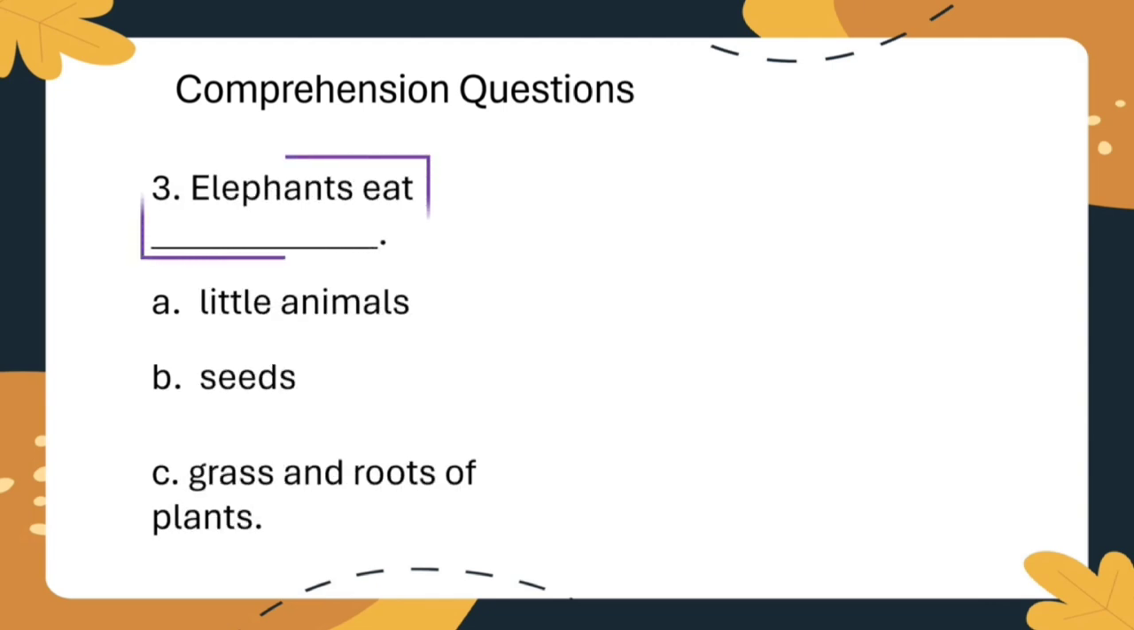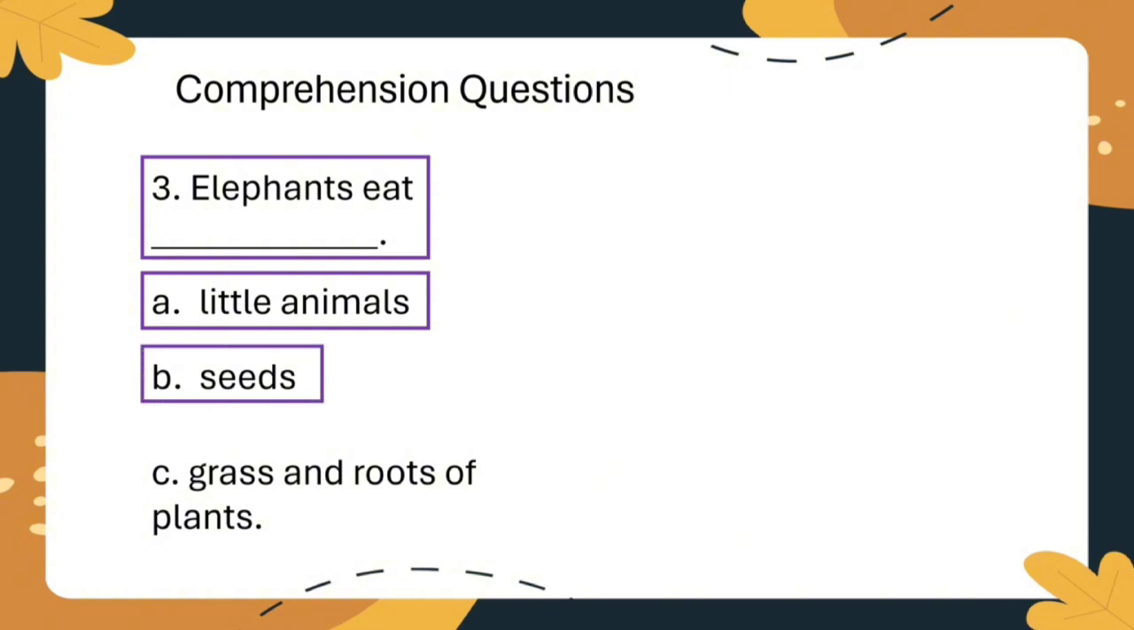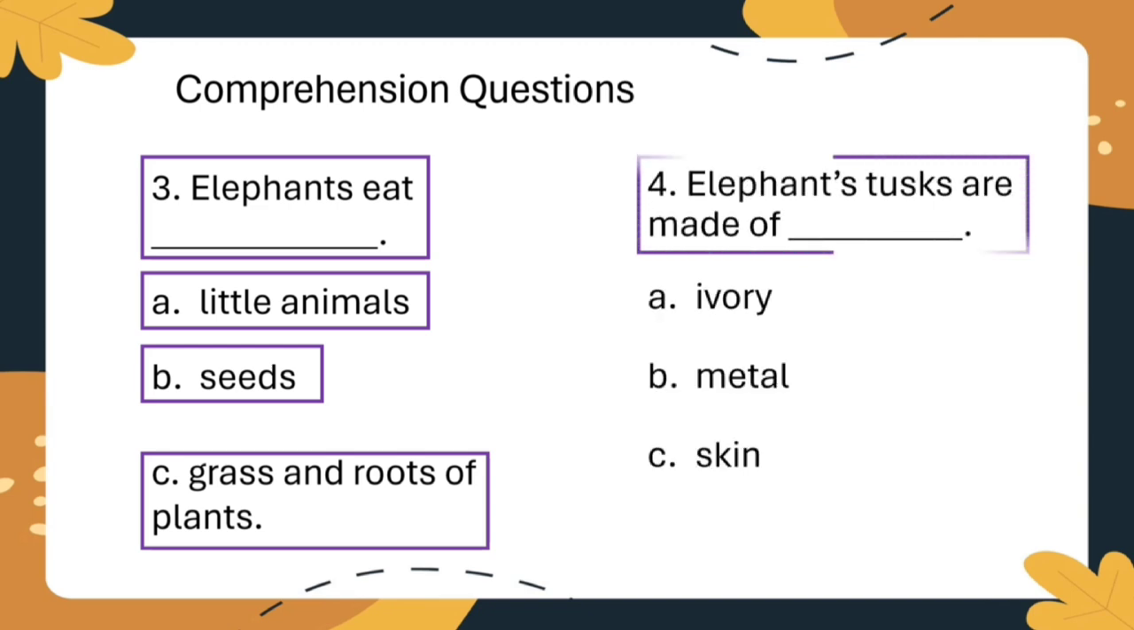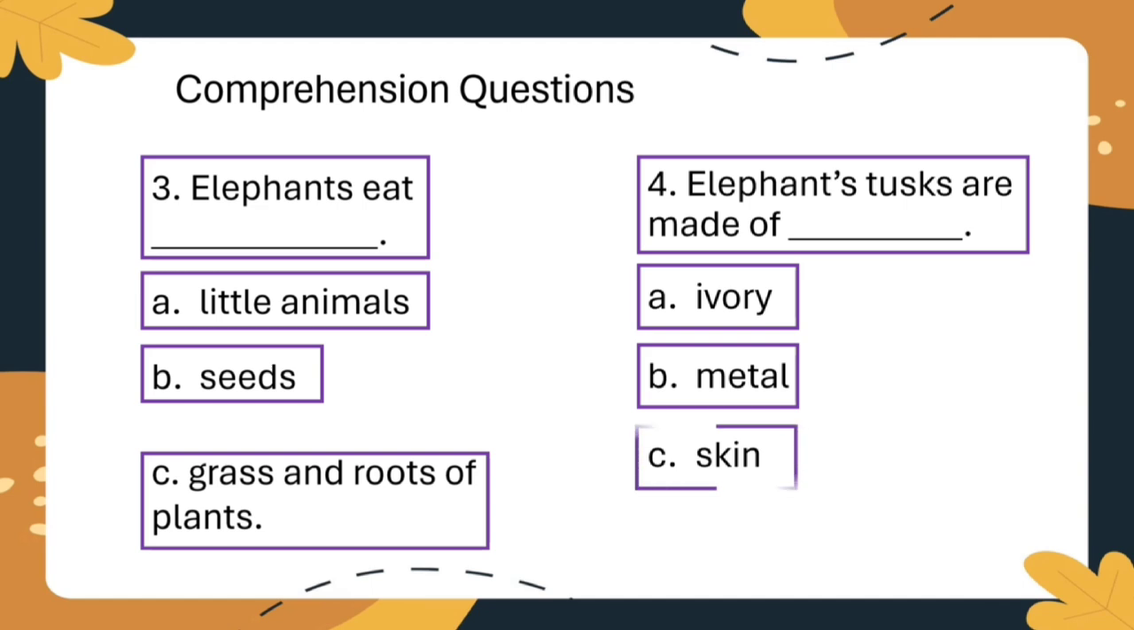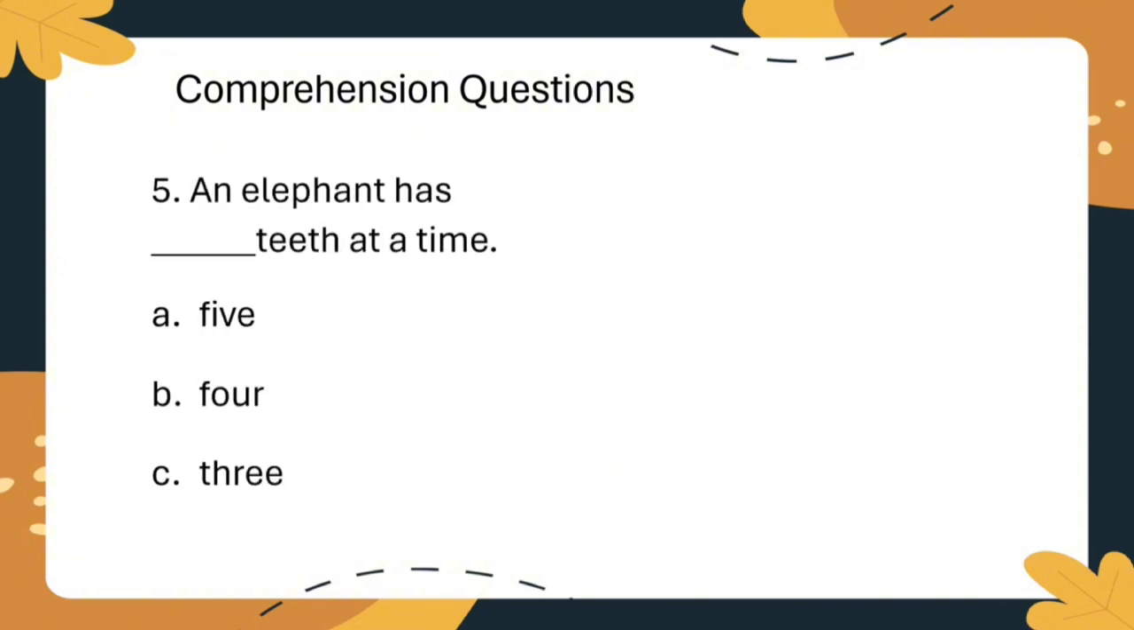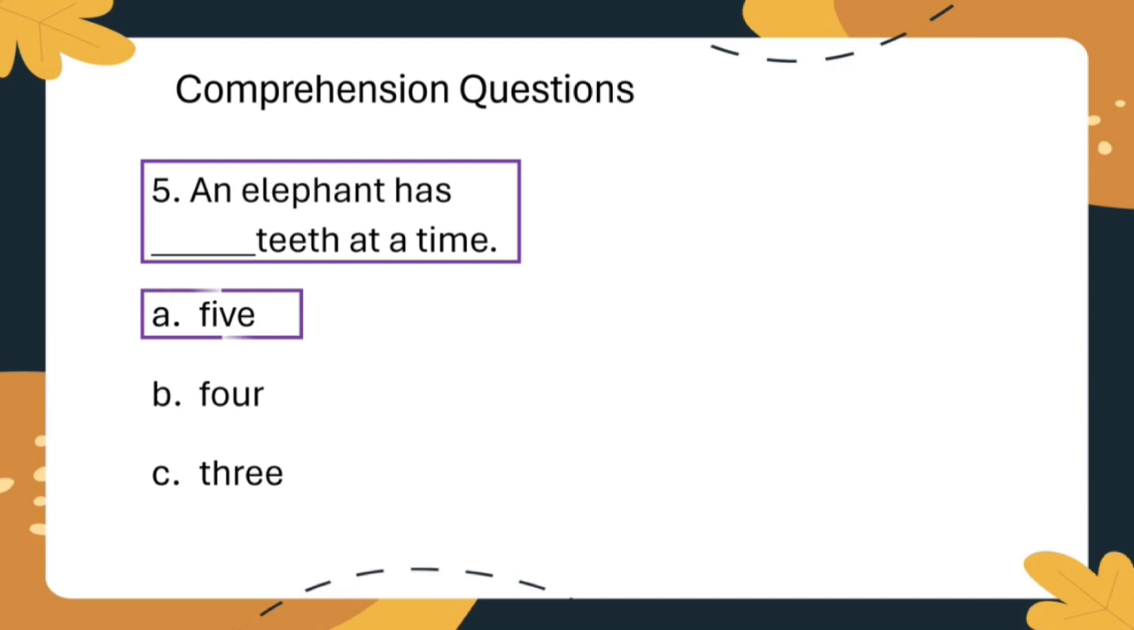3. Elephants eat blank. A. Little animals. B. Seeds. C. Grass and roots of plants. 4. Elephants' tusks are made of blank. A. Ivory. B. Metal. C. Skin. 5. An elephant has blank teeth at a time. A. 5. B. 4. C. 3.